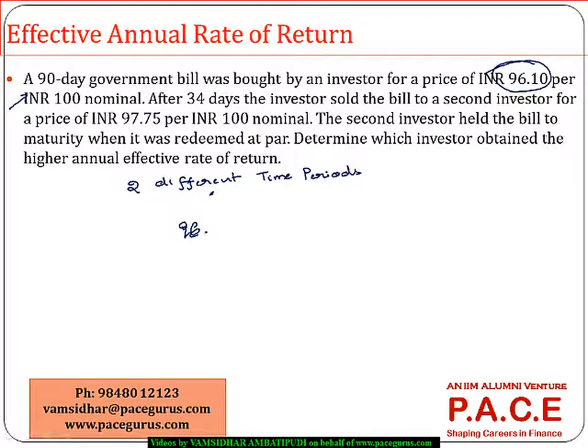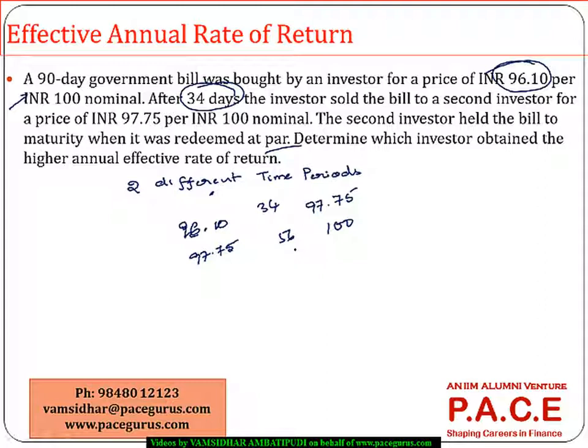So the purchase price was 96.1 per 100 nominal. After 34 days, the investor sold the bill to a second investor for a price of 97.75. So within this 34 days, 96.1 has become 97.75. And the second investor held the bill until maturity. So for the second investor, it's as if he has purchased it at 97.75 and he has redeemed it at par on the maturity. So this is for 34 days, this is for 56 days.